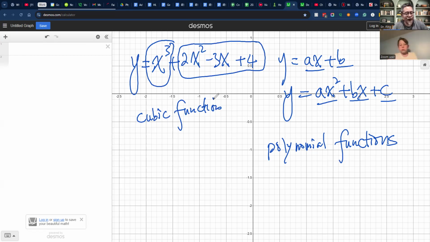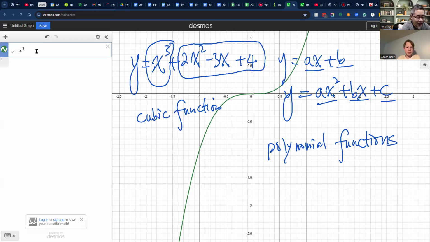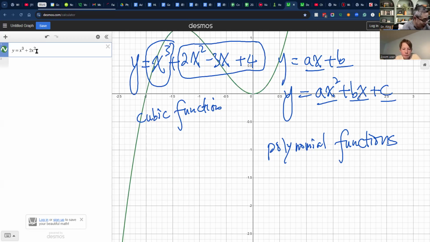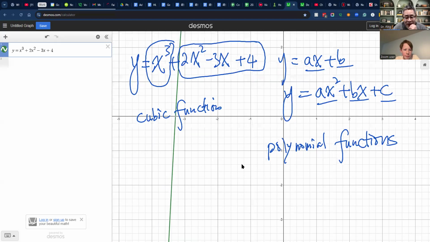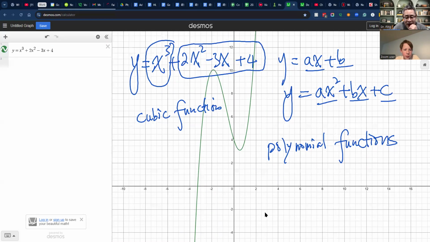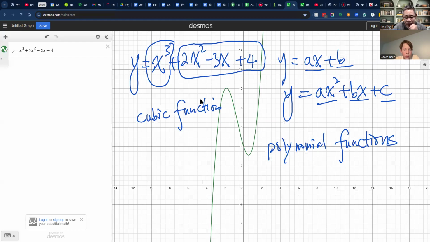And if we graph that, we'll see what it looks like. Y equals x cubed plus 2x squared minus 3x plus 4. Good. Well, where did that go? But we'll find it. It's here. It's kind of an interesting graph. There are two terms. In the quadratic functions, we only have just one term, but here we have two terms.